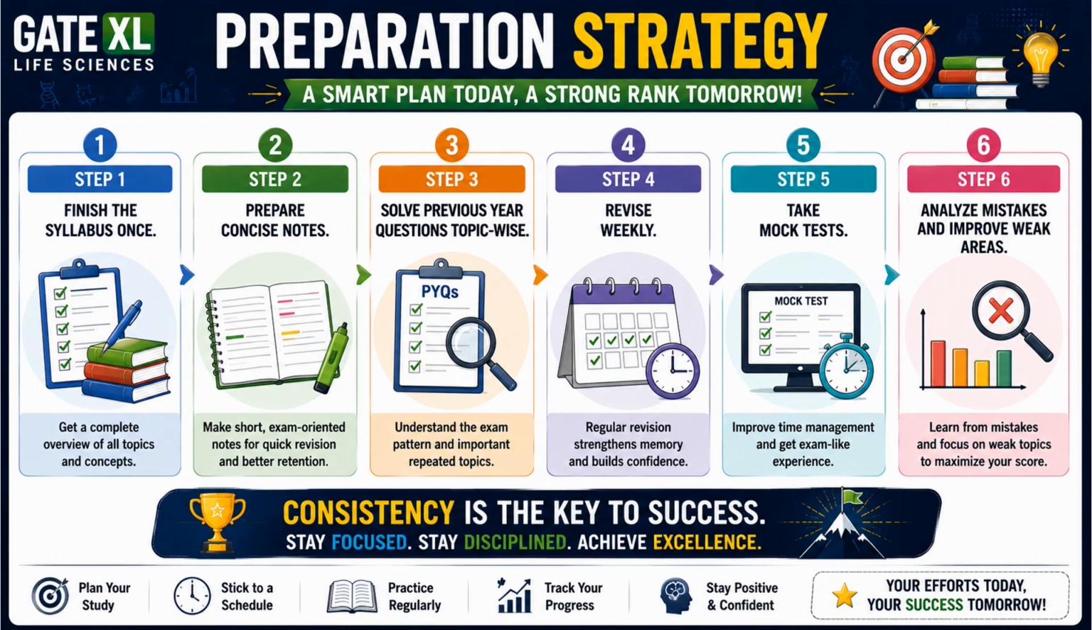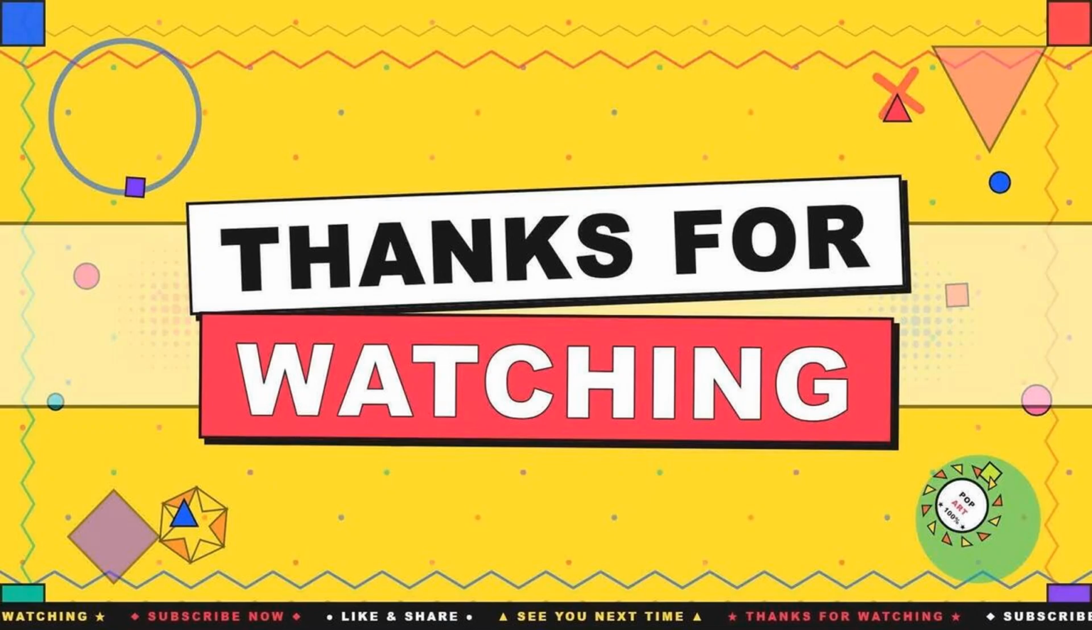The next step is to revise weekly. Revision is the secret behind every high GATE score. No matter how well you studied today, you will forget most of it if you don't revise regularly. So I recommend following a weekly revision schedule. Every week, revise your notes, important pathways, enzyme kinetics, molecular biology concepts, and especially, if possible, revise through important diagrams. Then take mock tests, and the last step is to analyze mistakes and improve your weak areas.